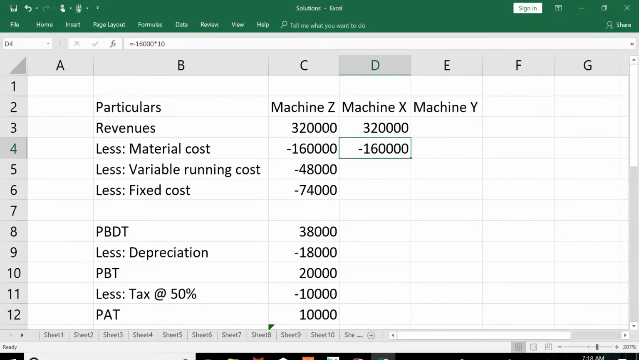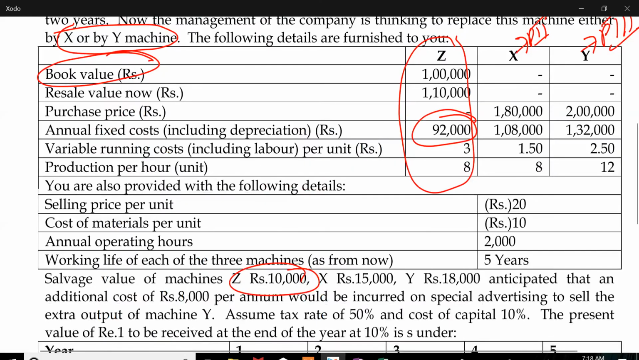Let me know in case there is a doubt. Variable running cost: 16,000 units into 1.5. What is going to be the depreciation amount here? I want your participation, please. 33,000. So from 1,08,000 remove 33,000.